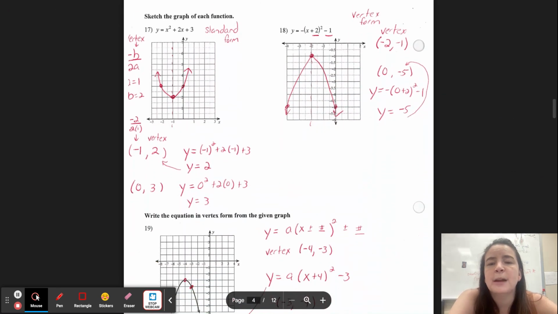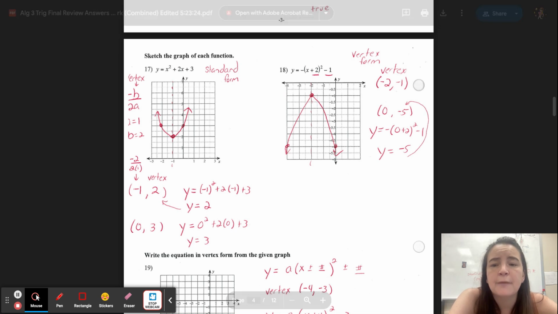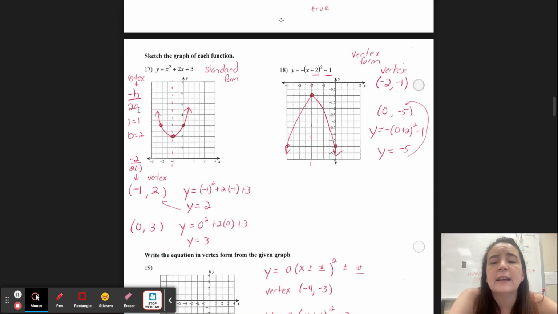For number 17, we had to graph. For 17 and 18, these are both quadratics. They're just in different forms. This one's in standard form. This one's in vertex form. In standard form, this one's the toughest. You have a formula. The formula is negative b over 2a. That's going to give us the x for the vertex.